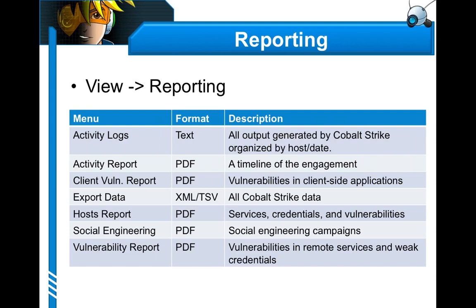There's also the export data option. This will actually export everything Cobalt Strike knows in XML and TSV format. TSV is like CSV, except it uses tabs instead of commas as a separator. Finally, Cobalt Strike also gives you really nice looking PDF reports. There's the activity report, which is a timeline of the engagement, a client vulnerability report that we'll talk about later, a host report that shows all services, credentials, and vulnerabilities on a host-by-host basis, a social engineering report, and a vulnerability report.